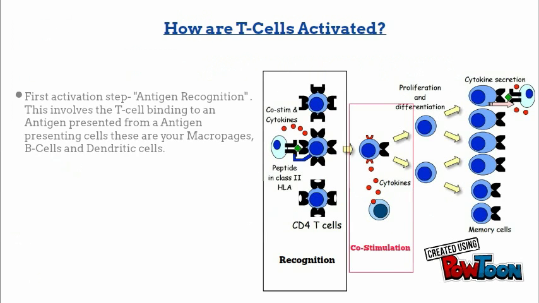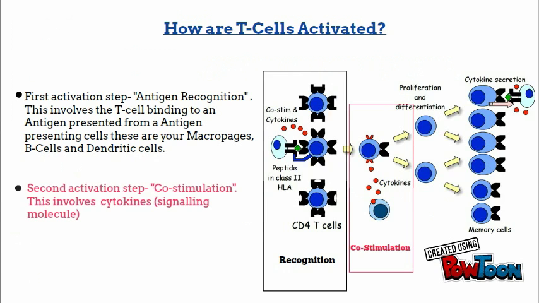The first activation step is antigen recognition. This involves the T cell binding to an antigen presented by antigen presenting cells. These are your macrophages, B cells, and dendritic cells. The second activation step is co-stimulation. This involves cytokines, which are signaling molecules.